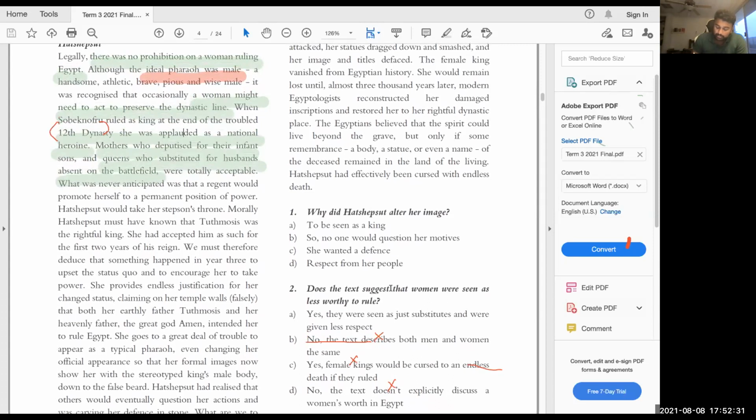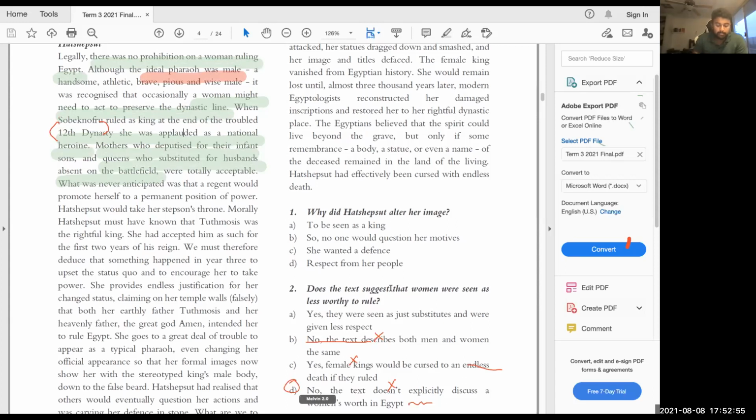Yes, I think that's true. We don't know yet, right? It doesn't explicitly say whether women or men were better. But if I'm being honest, I think the ancient Egyptians saw them as less worthy, but it doesn't say explicitly. So I think this is the most correct answer. If I were to choose it, I'll choose B.